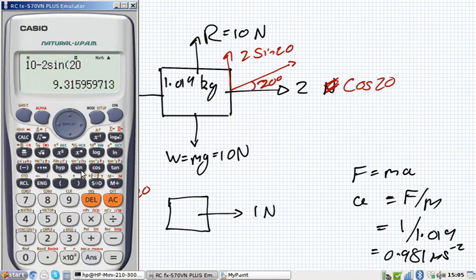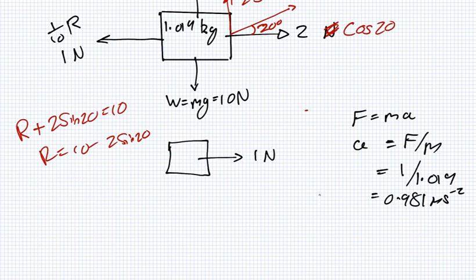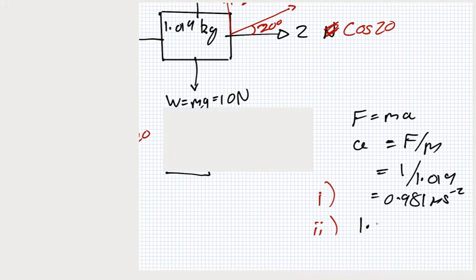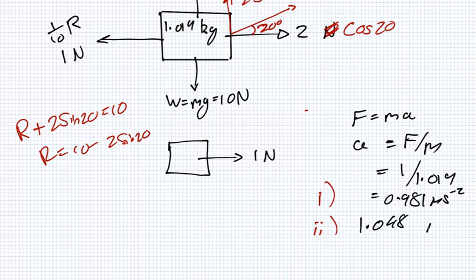10 minus 2 sin 20 is 9.3, and 1/10 of that is the friction, so the total force will be 2 minus that, and then divide by m, 1.019, so we get 1.048 this time for part 2, 1.048 meters per second squared.